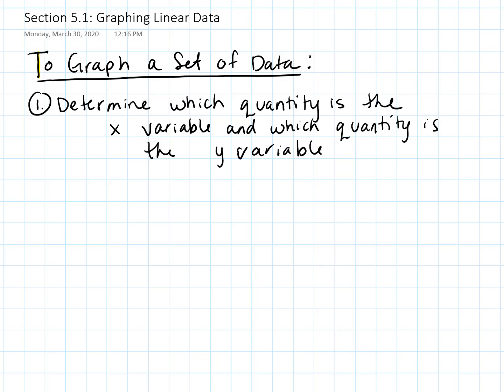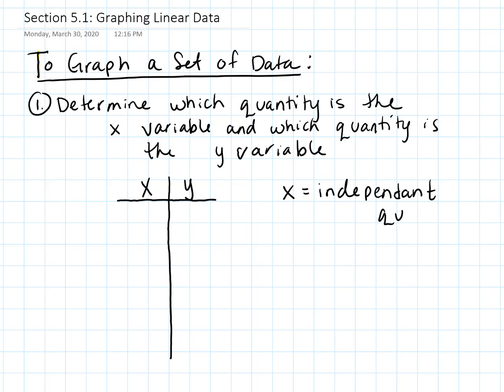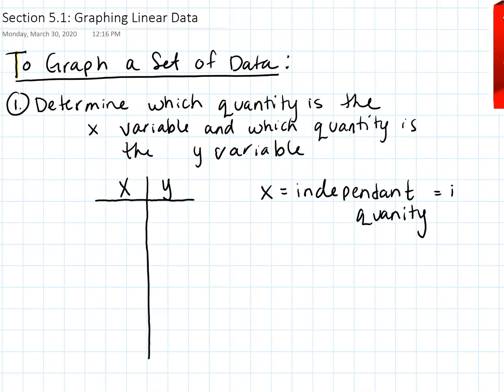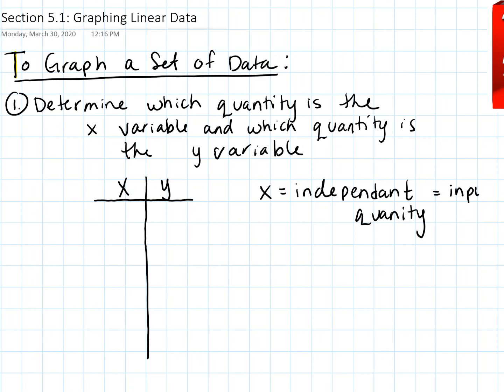Now, when we have a set of data, it tends to be given to us in a table. When we have a table of data, the convention is that we put the X data set on the left, and the Y data set on the right. Why is that? Because X represents the independent quantity, or we can think of that as the input. That's another way to think of it, as the input values.